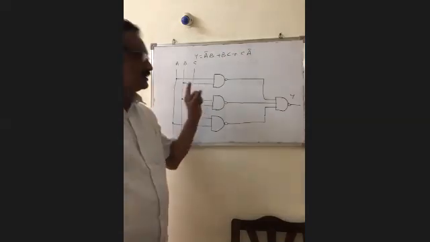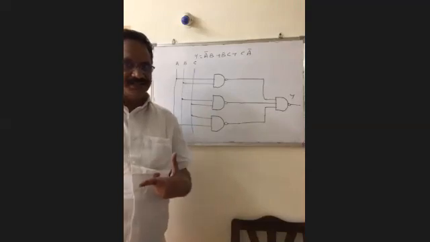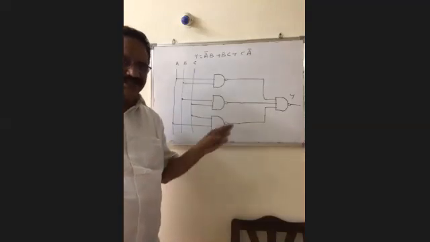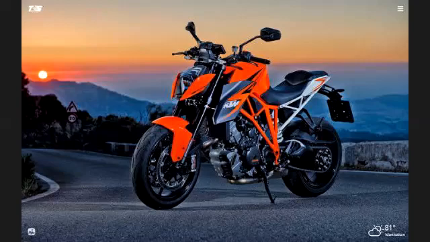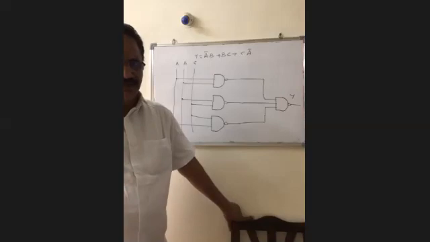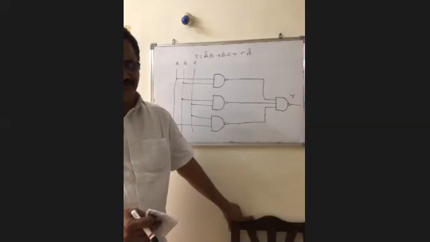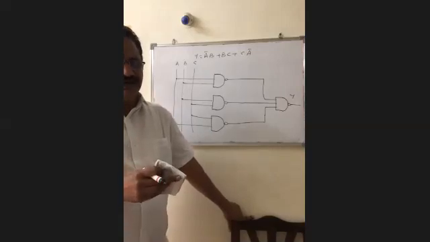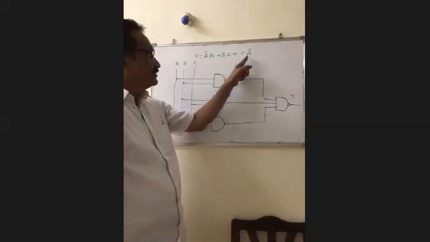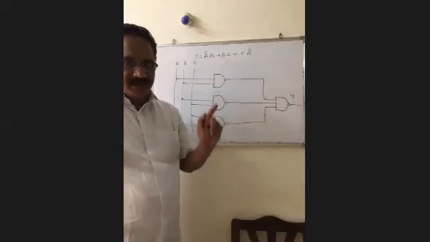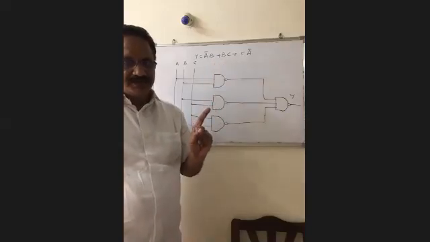To realize it by using AND or NOT gates, the first level gates are AND gates and the second level gate is an OR gate, and it requires one NOT gate for A bar. There is no need for two NOT gates. Only A bar is there, so it requires only one NOT gate for that. By using AND or NOT gates, it requires 3 2-input AND gates, 1 3-input OR gate, and 1 NOT gate.